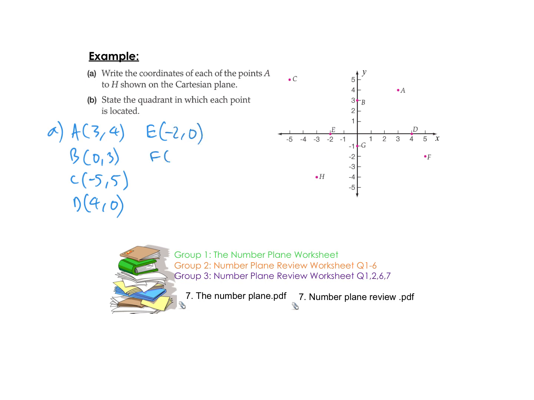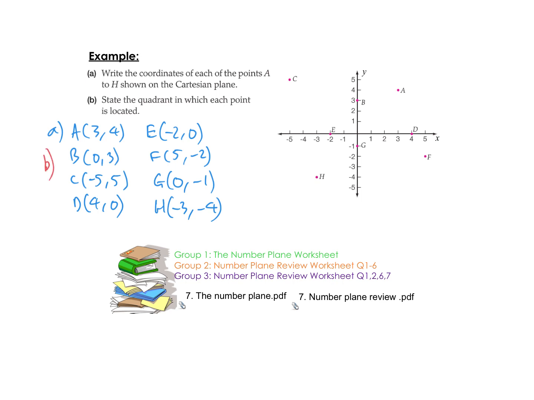F. F is 5 on the x, negative 2 on the y. G. G is 0 on x and negative 1 on the y-axis. And then lastly, H. That's negative 3 on the x-axis and negative 4. Negative 3 and then negative 4. Always horizontal axis first. And then negative 4 on the y-axis.